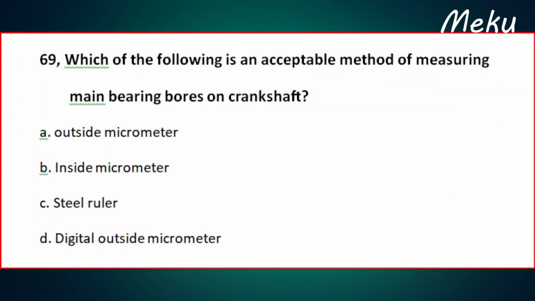69. Which of the following is an acceptable method of measuring main bearing bores on crankshaft? A. Outside micrometer, B. Inside micrometer, C. Steel ruler, D. Digital outside micrometer.